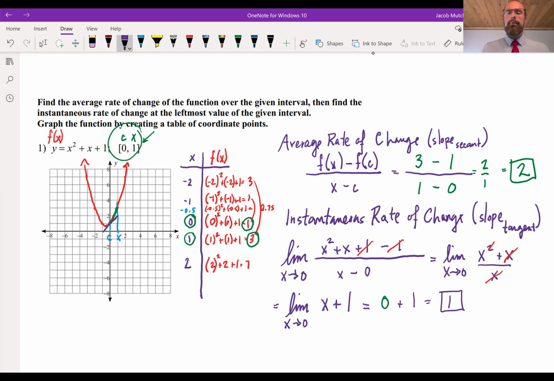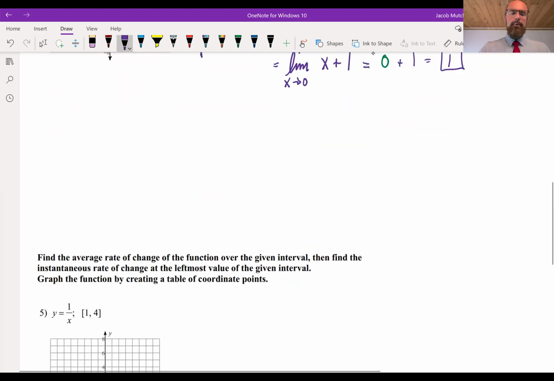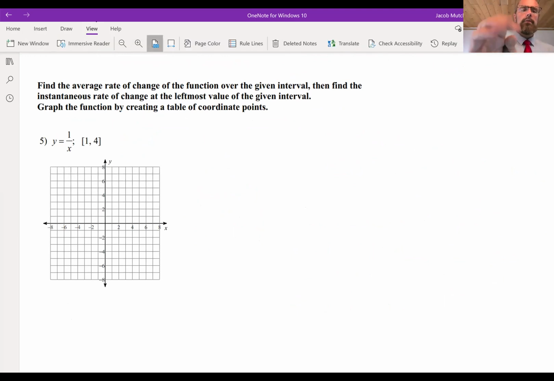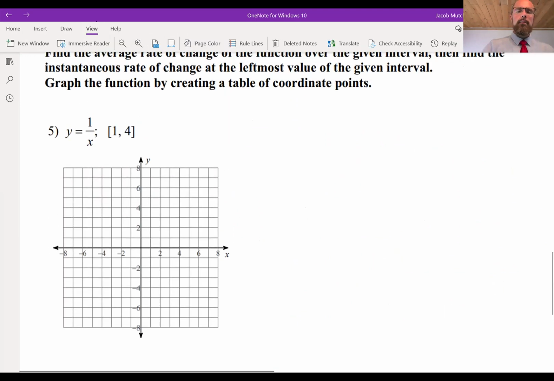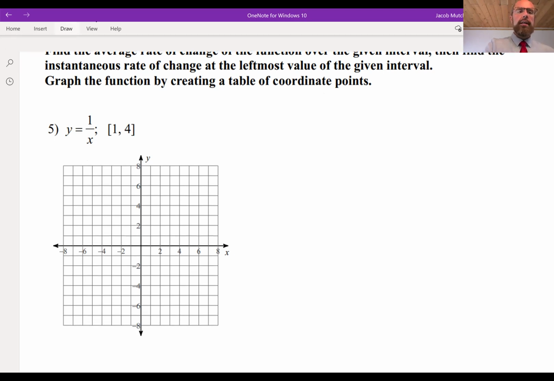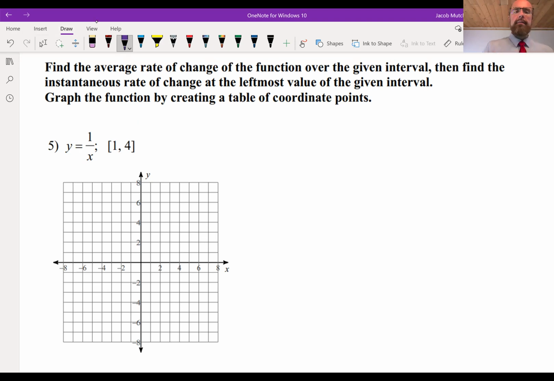Our second example is with the rational parent function. So let's zoom to that example, and we'll give ourselves the 100% view. Our task is the same. We want to start off by finding the average rate of change of the function over the given interval. And then we want to calculate instantaneous rate of change at the left value of the given interval. And then we want to graph the function by creating a table of coordinate points. Let's start again by graphing.